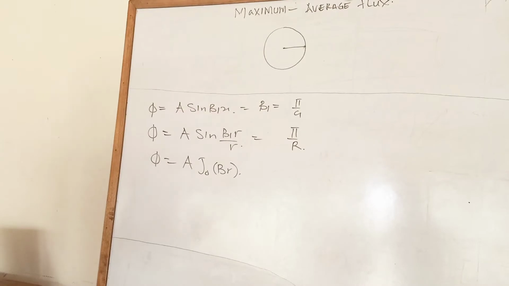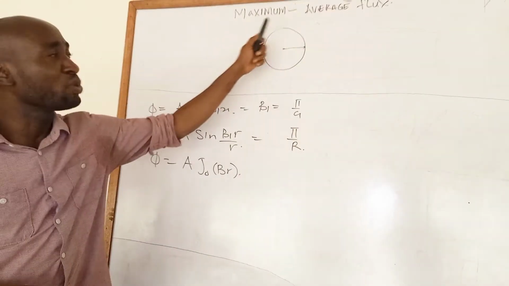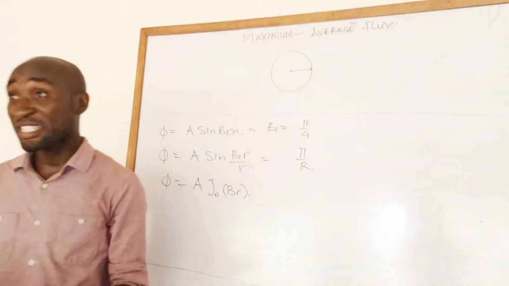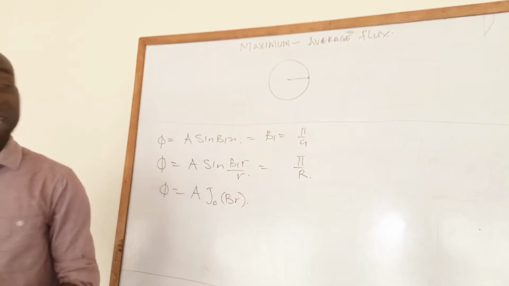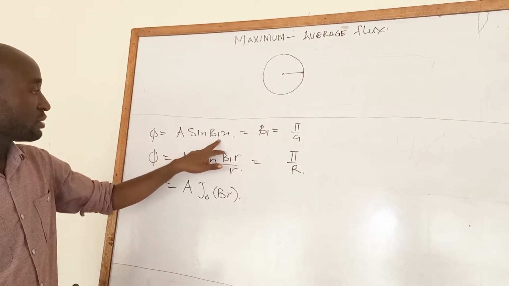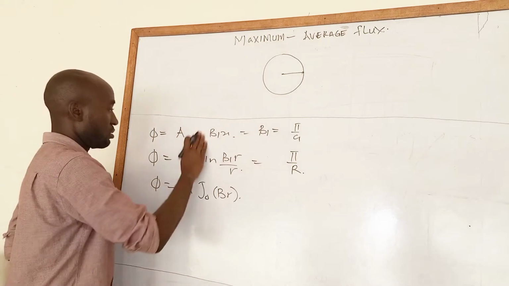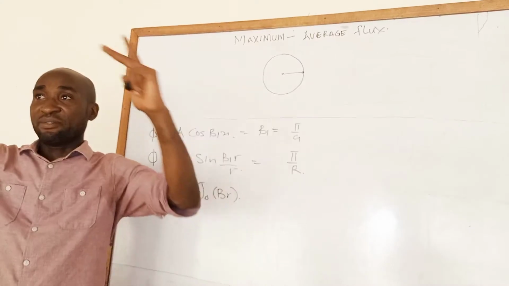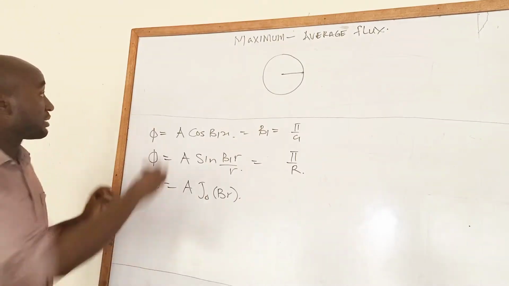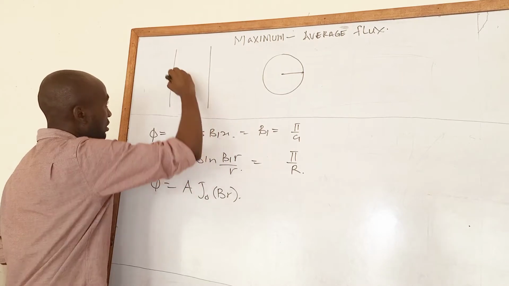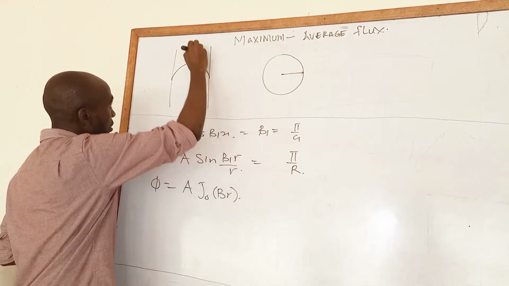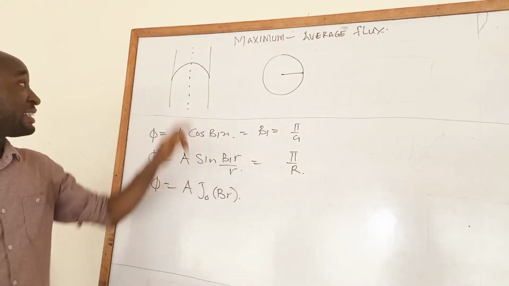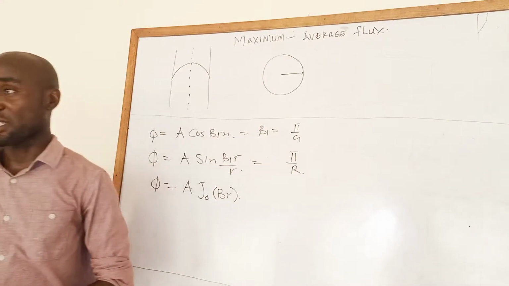So the first thing we want to look at today, once we know the maximum, is the maximum to average flux. We already know that definitely the flux will always be maximum at the center. If you look at this one, it is A cos BR. And you know that when you plot your cosine graph, it is always symmetric. It looks like this, where this is the center. So because it is always symmetric, the center is always the maximum point.